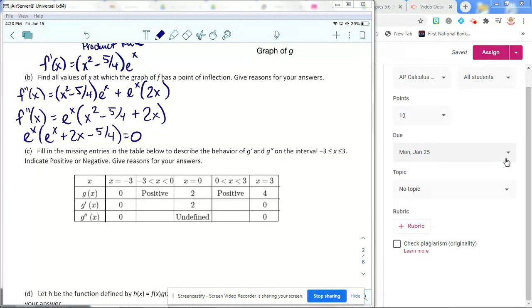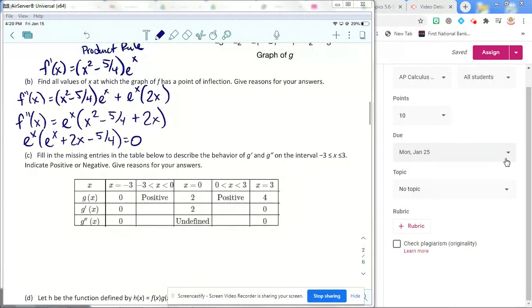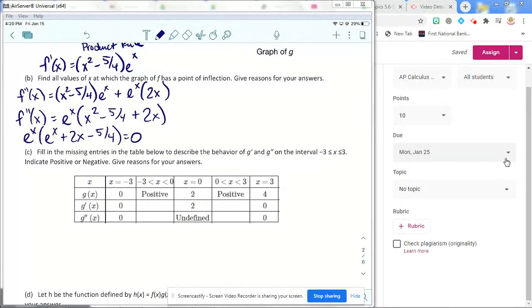Okay, so we're back to that same thing we were talking about when you multiply. The only way to get 0 is if one of the factors you're multiplying is 0, and e to the x can never be 0. Sorry, I wrote that wrong. So we don't need that part when we're trying to find what makes the second derivative 0. So I would just take what's in the parentheses.